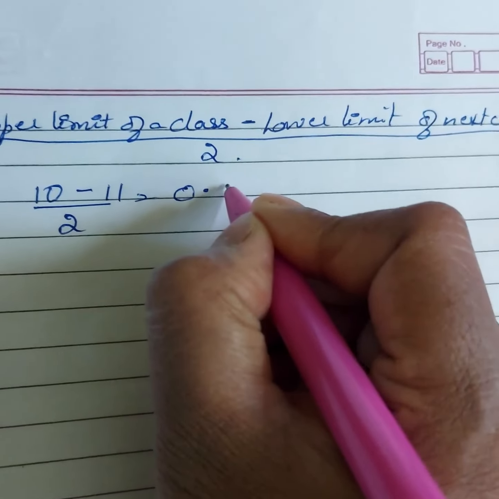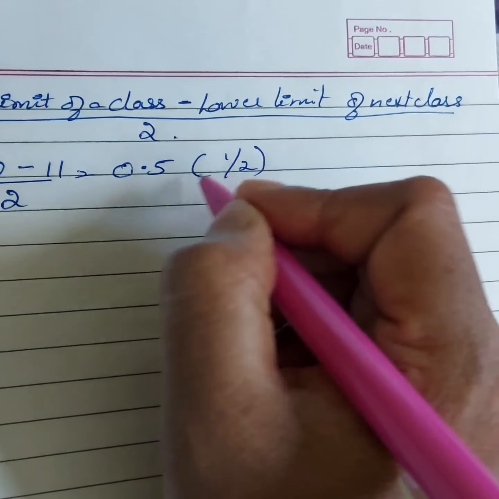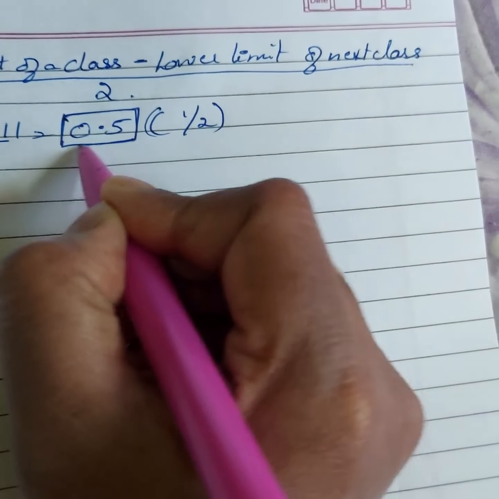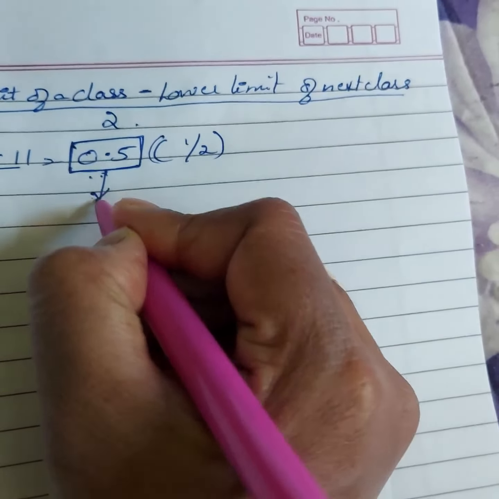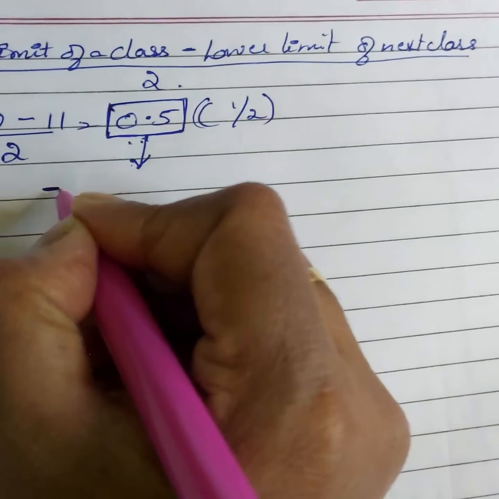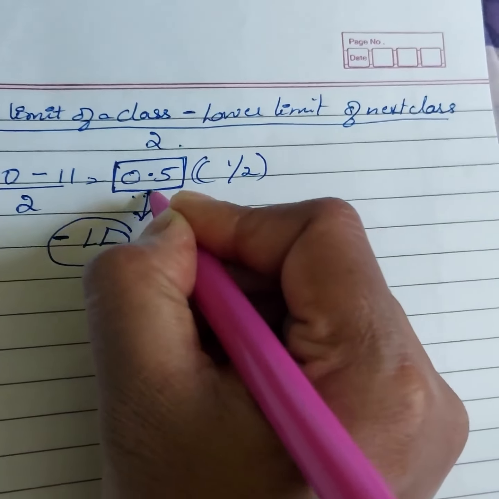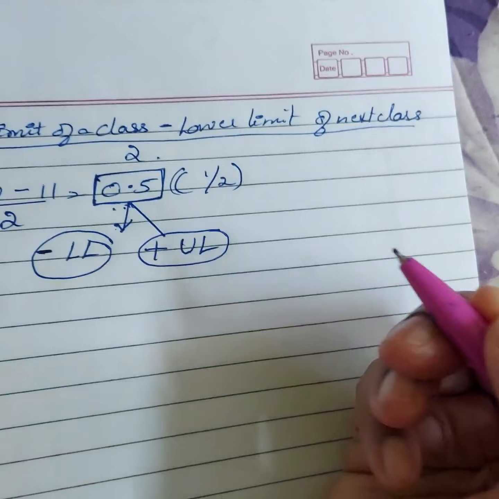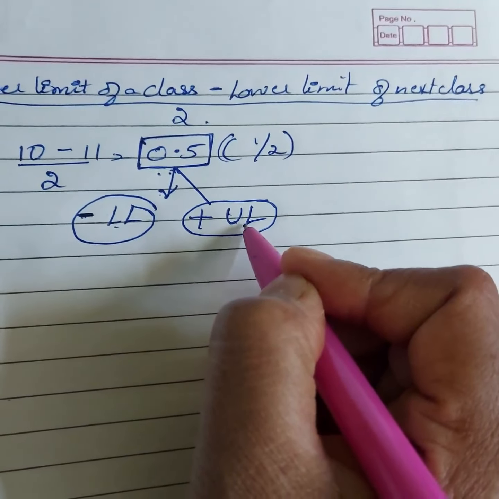That is 1 by 2, which is nothing but 0.5. This 0.5, whatever you have got, you need to subtract from all lower limits, and you need to add to all upper limits. So subtract 0.5 from lower limits, add 0.5 for upper limits.